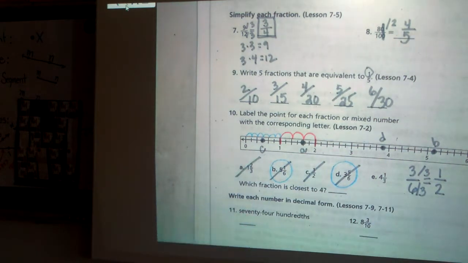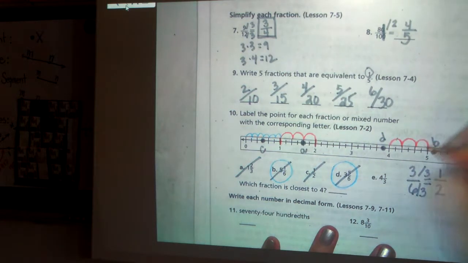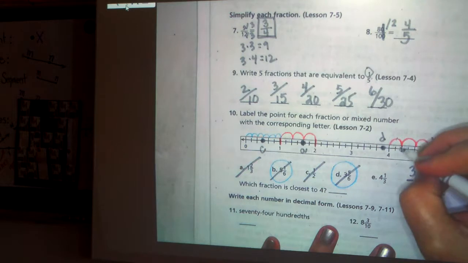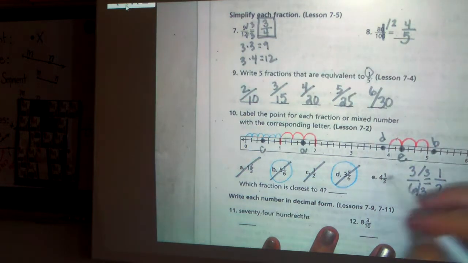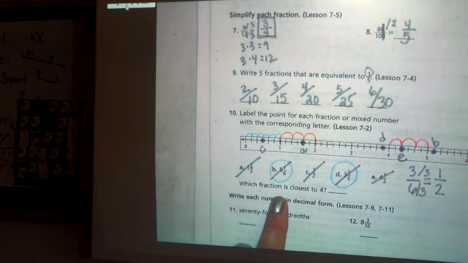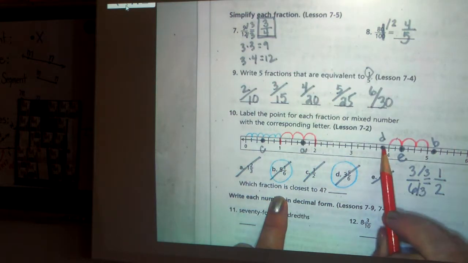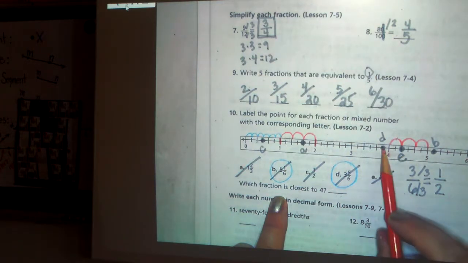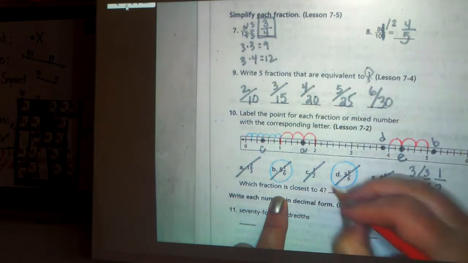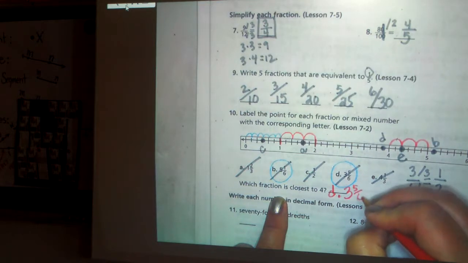4 and 1/3 would be the same. 1, 2, 3. And my E would go here. The last part of question 10 is asking what fraction is closest to 4. And if you take a look at 4, D is 1/6 away, E is 2/6 away. So D is closest, and that fraction was 3 5/6.